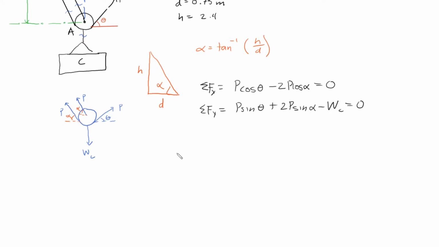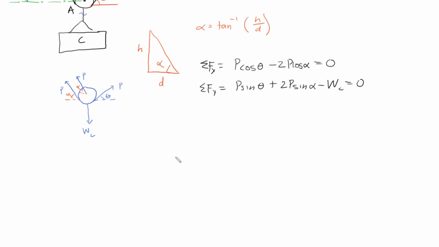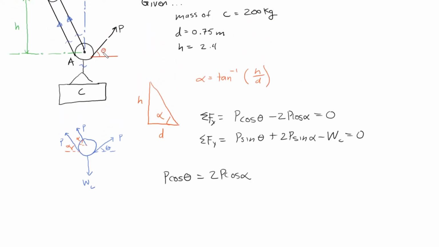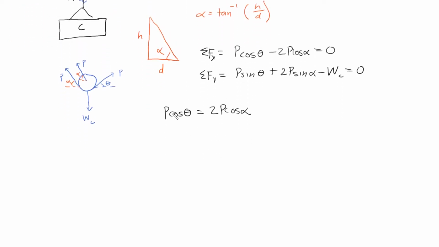Again, we have a system of equations, so we can solve this in the way we solved in the previous example. So we know that P cosine theta equals 2P cosine of alpha, which is interesting because it gives us the ability to define this angle. We can define theta because cosine theta equals 2 cosine alpha.